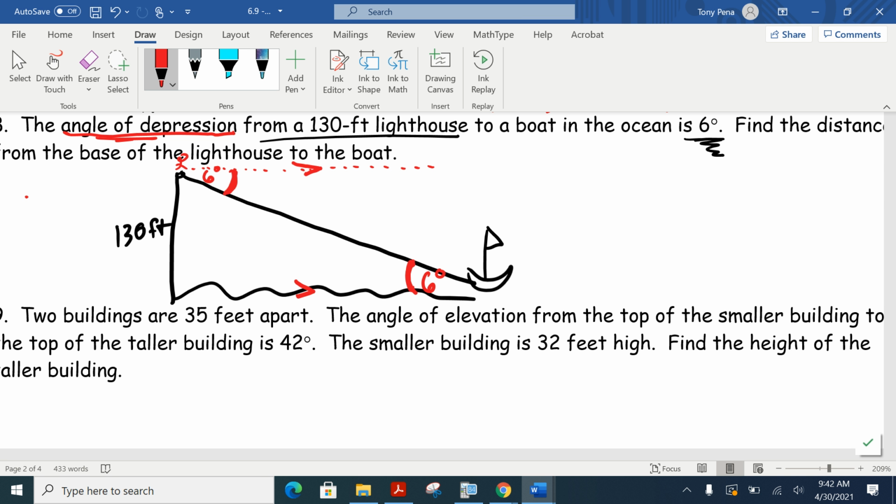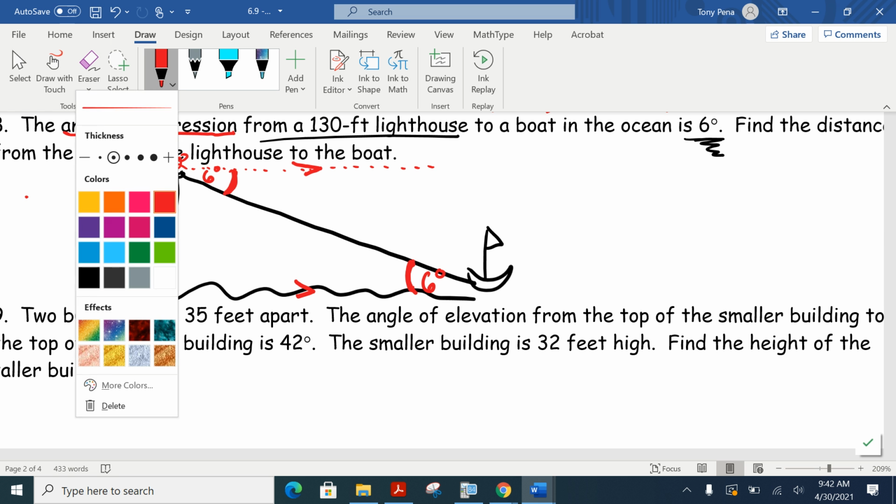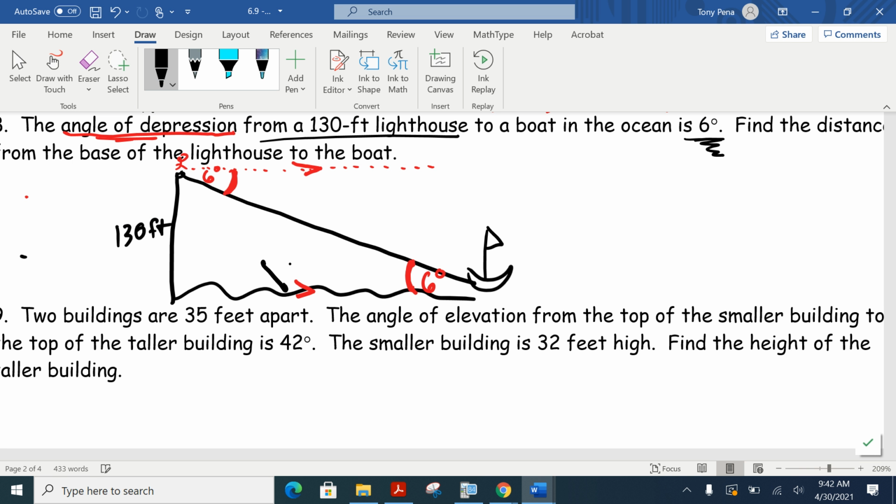We have 2 of the 3 pieces of information we want. The third piece of information we want is how far the boat is from the base. So the value that we're trying to find is this right here, the bottom of that triangle. That's our x. Okay, now we set up, graph that hopefully.